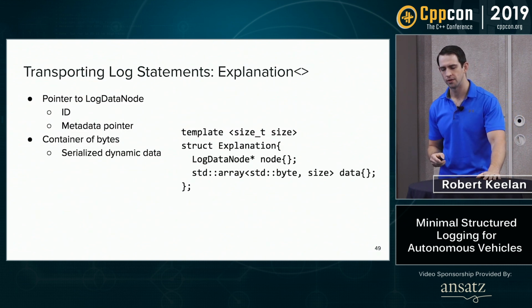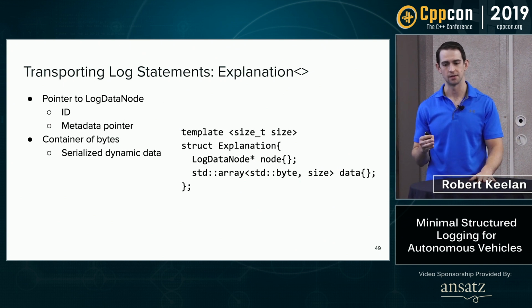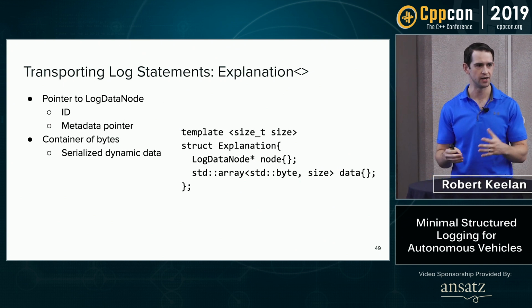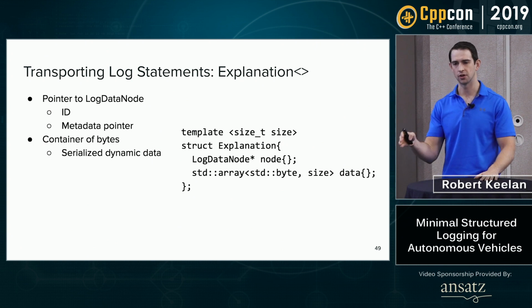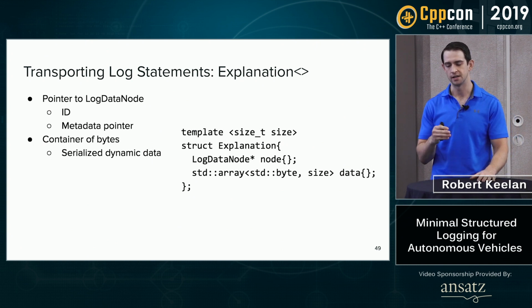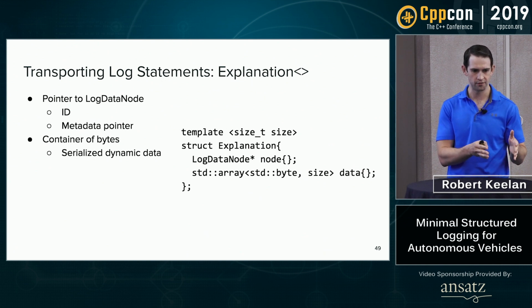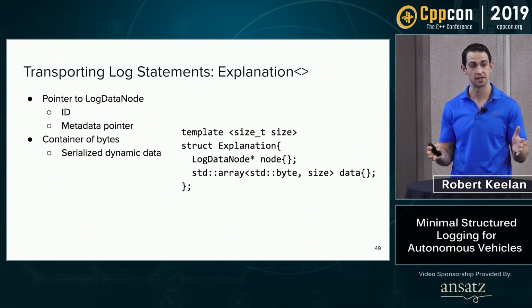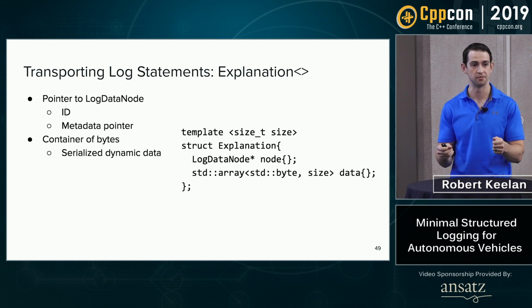Okay, so the last thing I wanted to talk through is transporting log statements via an explanation, so integration into an error handling framework. You can imagine you could have this explanation type that has a pointer to your log data node, and it also has some kind of container. It could be a std array, it could be a std vector. But when you know all of your replacement fields are a fixed size, it's nice to have it as a std array. Basically that std array is a std array of bytes, and that's where you would dump your binary serialized replacement fields.